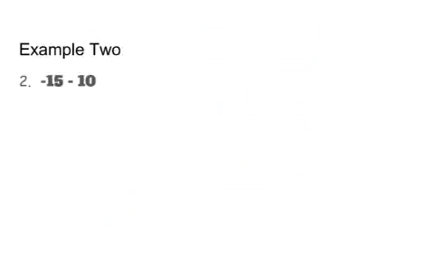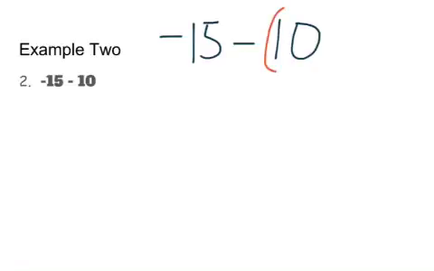Okay, let's take a look at another one. Example 2, we have negative 15 minus 10. And if we use our parentheses, we would realize that this is subtracting a positive 10. The opposite of subtracting a positive 10 is to add a negative 10. So we could rewrite it as negative 15 plus negative 10.